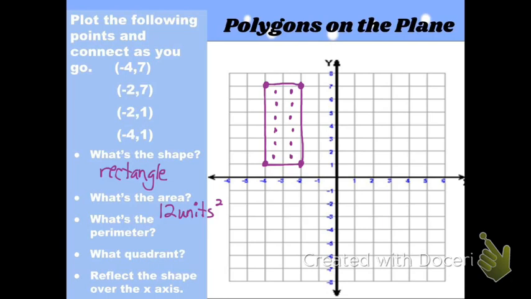Then it asks us, what's the perimeter? Now, this is the one that most of us, if we're going to make a mistake, this is where our mistake is going to be. So I want to show you how to do this. Okay, if you think perimeter is like a fence, it goes around the outside. And if you will draw a chain link fence, you will not make a mistake figuring out the perimeter. So let's do it together.